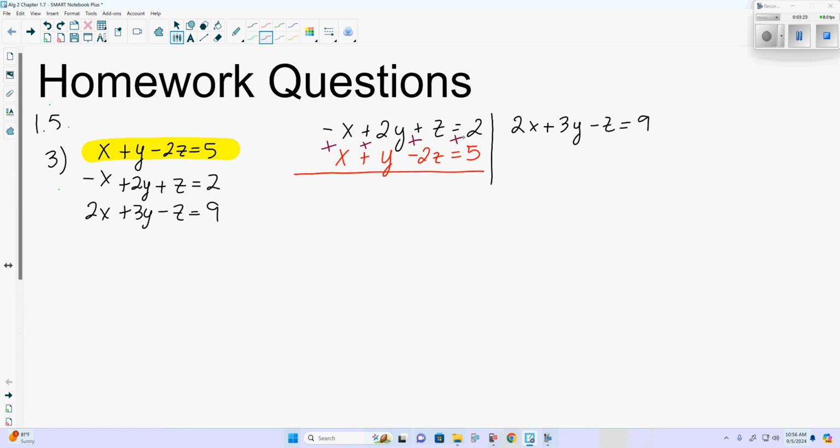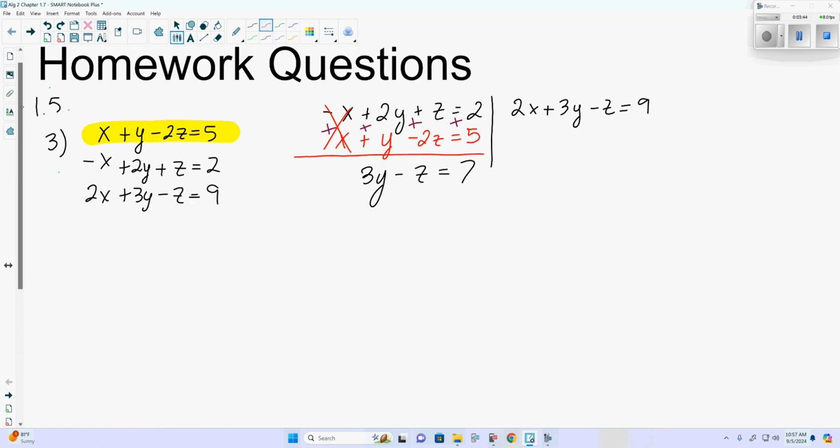Let's focus up here. Okay, negative x plus x will cancel out. Our next one, 2y plus y, is going to be 3y. Z plus negative 2z is going to be negative z. And 2 plus 5 is 7. So there's our one equation with 2 variables.